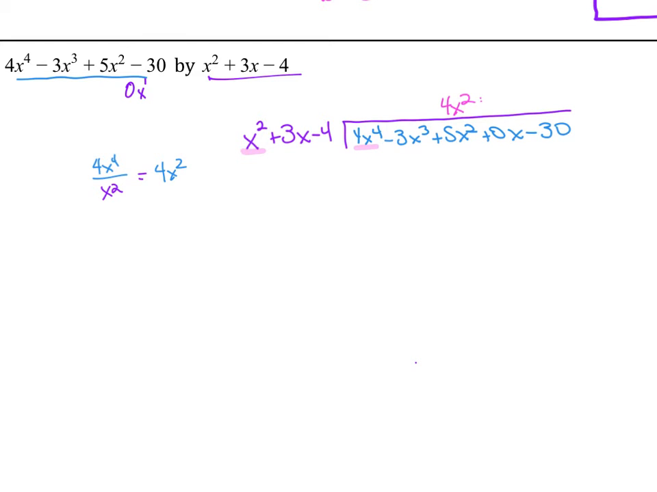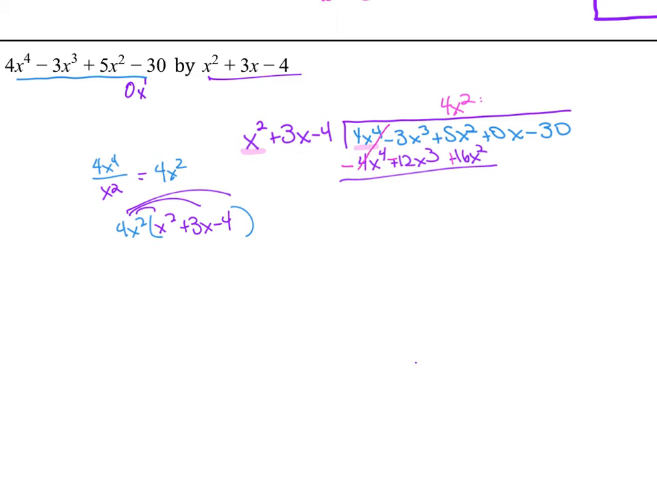And then after we do that, we're going to multiply the 4x squared to the divisor here. So this is going to be 4x squared times x squared plus 3x minus 4. I'm going to write it over here on the right side: 4x to the fourth plus 12x cubed minus 16x squared. So the first term should always match the one above it. And then what we do next, as we do in subtraction, is we change the signs because we're subtracting. So you just change the signs to opposite. So now this is negative, negative, and positive.